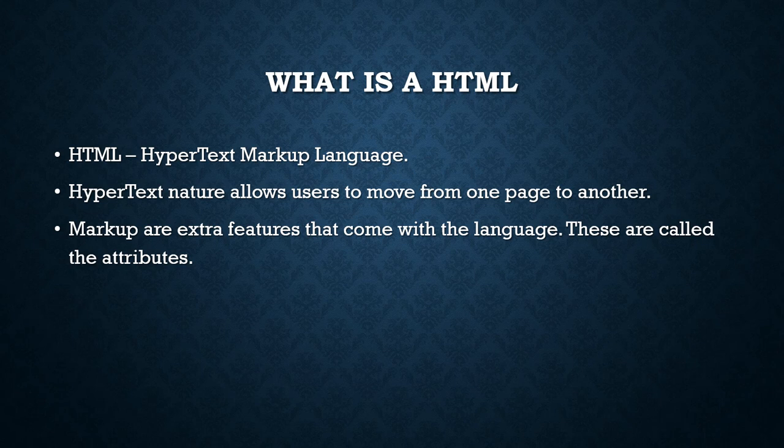So we have split the language into two. We have the hypertext part and then the markup part. The hypertext we know is from moving from one page to the other, and then the markup side is also extra features that come with it. That is the attribute that allows the language to behave in a way or to show different features. We'll get to know this pretty soon when we start coding it.